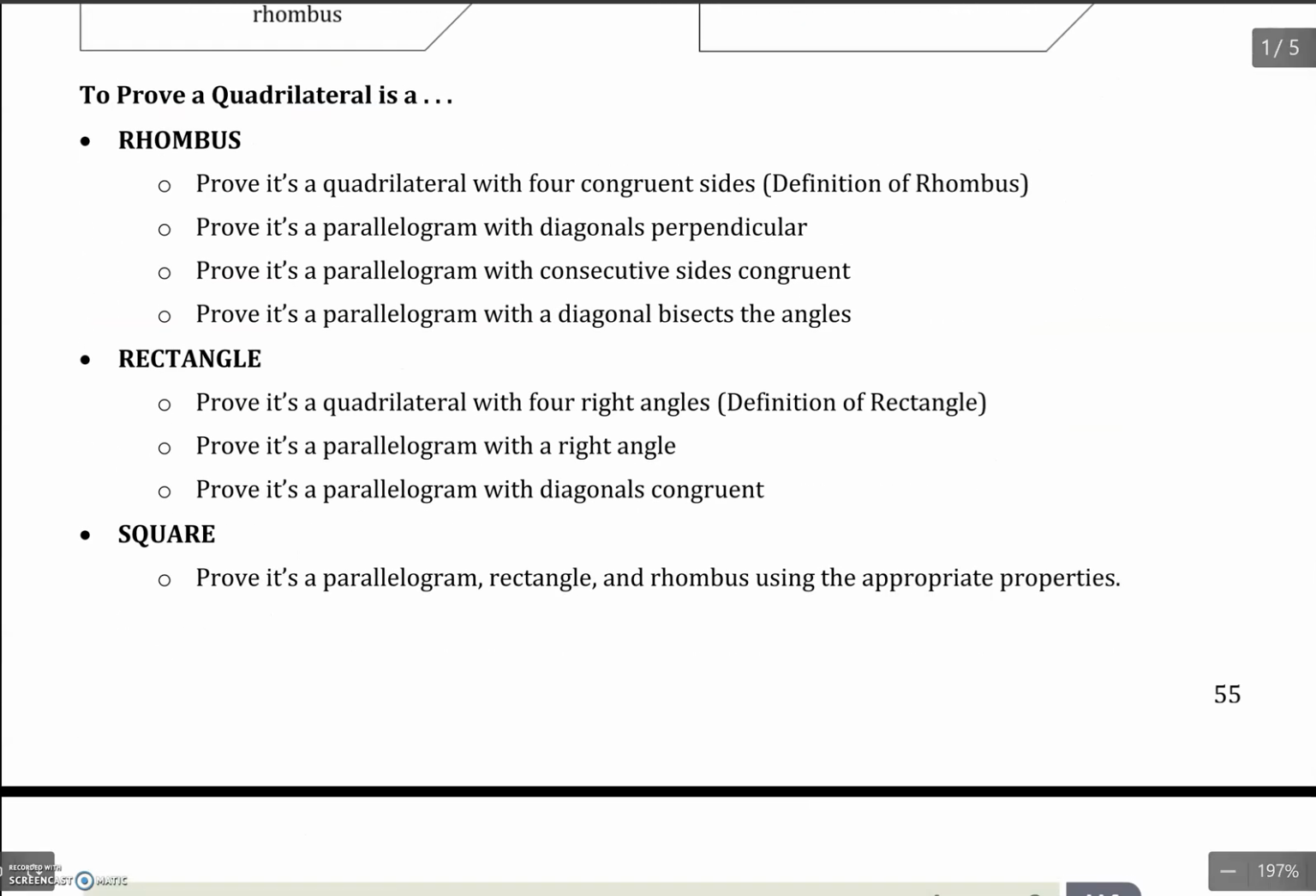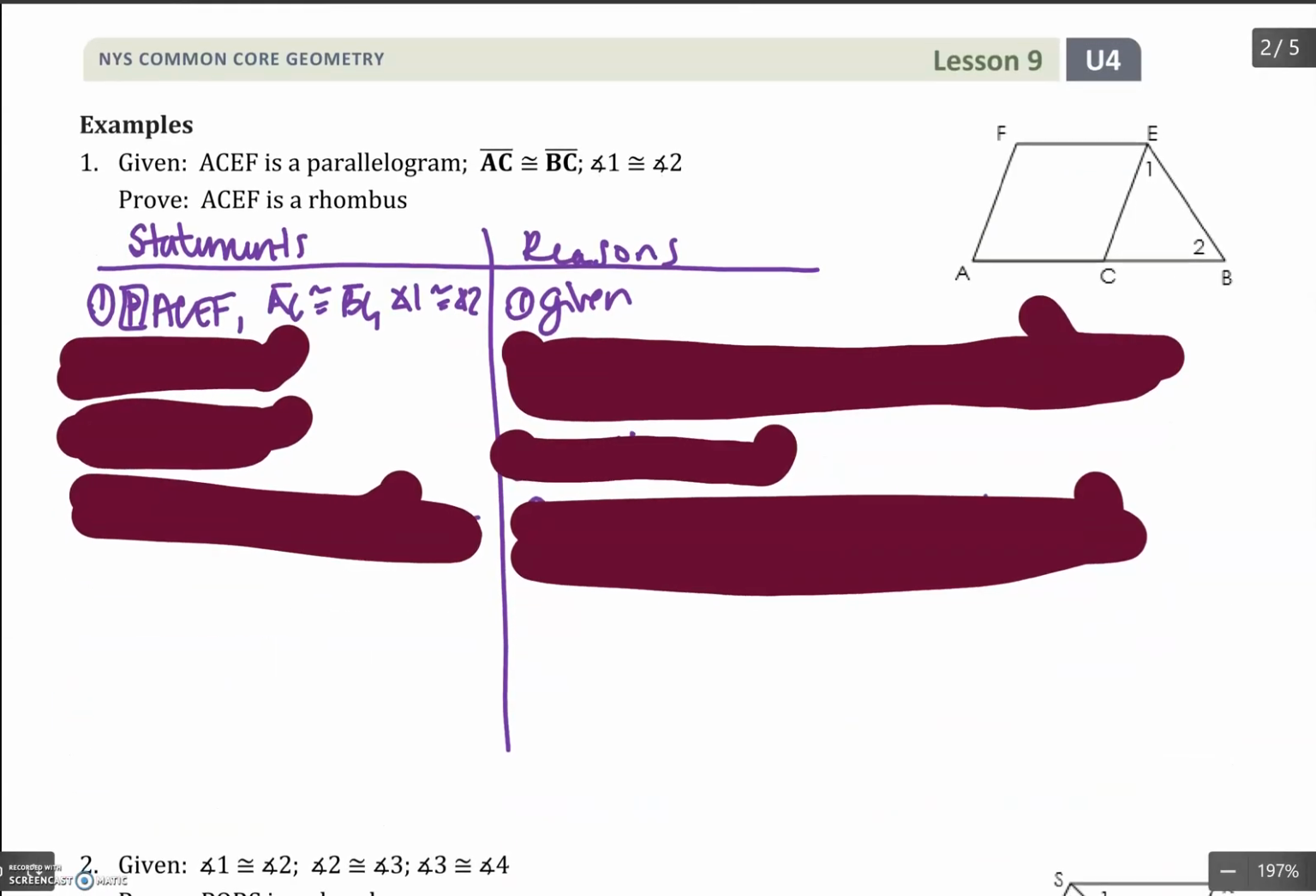And here it is spelled out in a different way. So if we're doing our tables, we have parallelogram ACEF, which is here. And we are looking to show that that same parallelogram is also a rhombus. So we have to add in one of the special rhombus properties. So we also have that AC is congruent to BC, which kind of doesn't really help since they're not together. We have angle 1 is congruent to angle 2, also kind of a weird thing to give us.